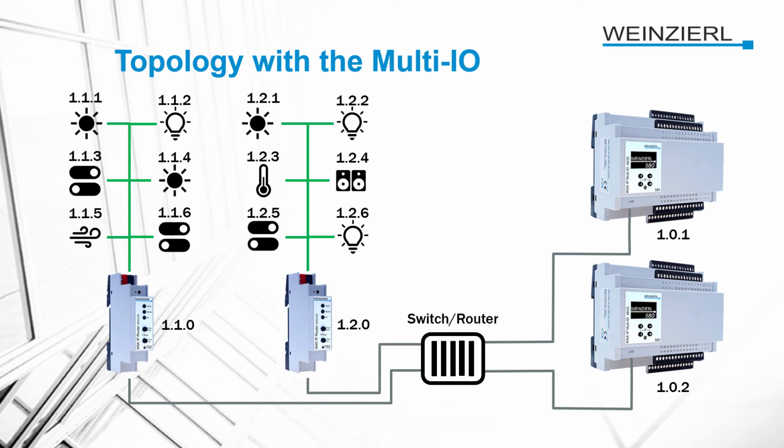So therefore, they get the 0 in the second digit, while the KNX twisted pair devices are connected to the line, in this case a twisted pair line. And therefore, they have the 1 or 2 in the second digit, which is the line number.